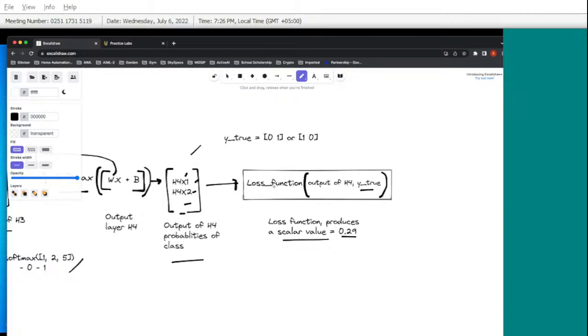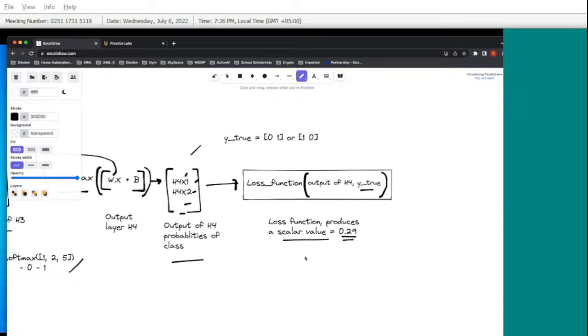And you can use any of the loss functions, cross entropy, binary cross entropy. In this case, this is a one class problem, so it's going to be binary cross entropy, and it will compute some value. That value will be 0.29. I'm just saying it can be anything, but it is 0.29 for one particular sample, guys. And it has to do this for all other samples.